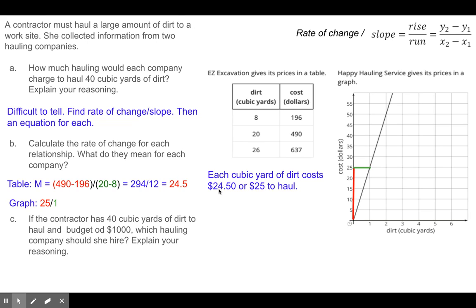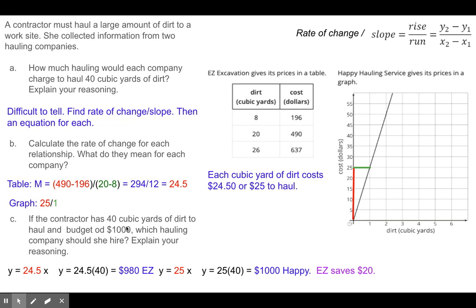So the $24.50 is for the table, or Easy Excavation, and the $25 is to haul the same amount, 1 cubic yard of dirt, for Happy Hauling, that we got off the graph. They have different rates, they have different slopes.